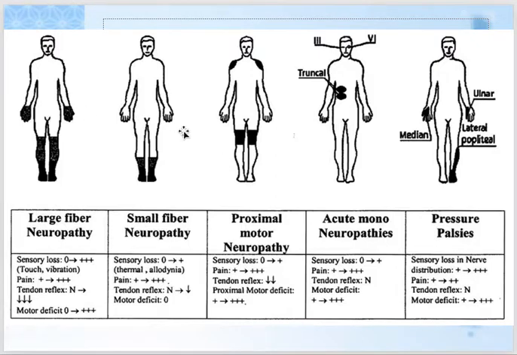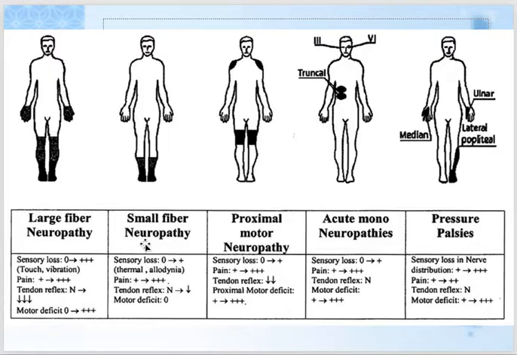Now why am I showing you this again? Just to tell you the basic thing: large fiber neuropathy will lead to the posterior column sensations being gone, the vibration, proprioception, and fine touch. And when the small fibers are gone, the pain and temperature sensations will be gone. And if you know the function of the small sensory fibers or the large sensory fibers, and when the motor part is involved, of course it will result in weakness.